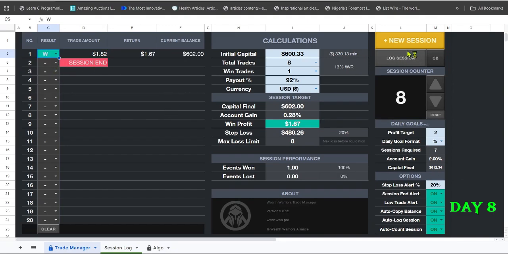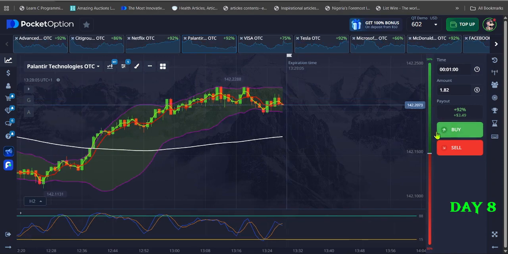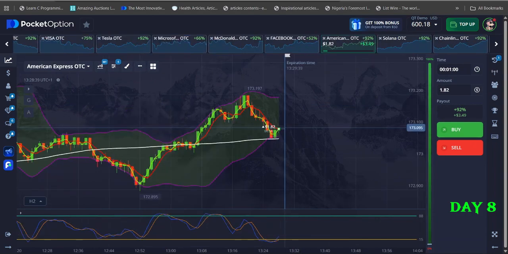That session has ended. We'll now go to our new session here, and that will wipe everything out and give us our new trade balance. Let me quickly reset this. So we have completed one. Okay, good. So we still continue with 1.82. Let's look for another opportunity right here.